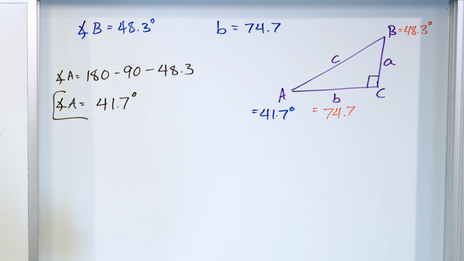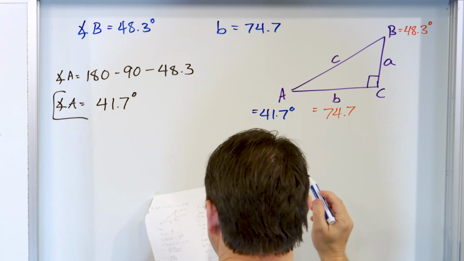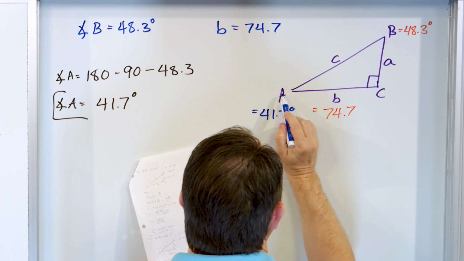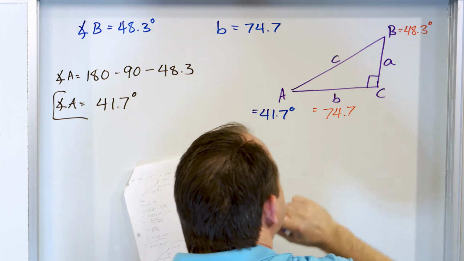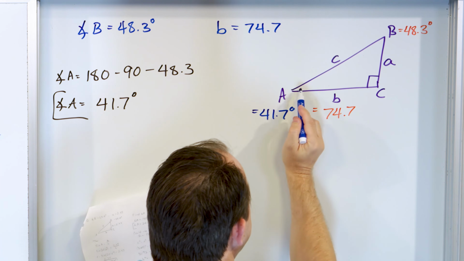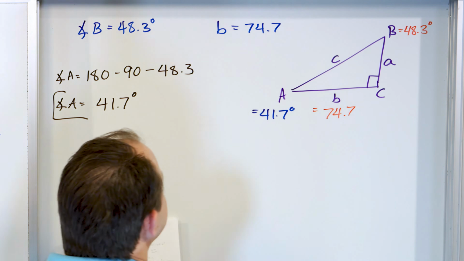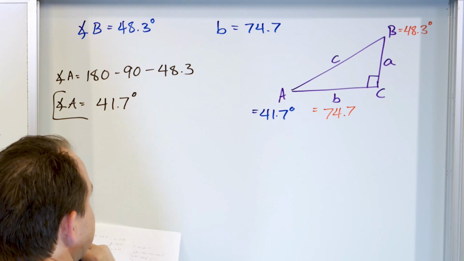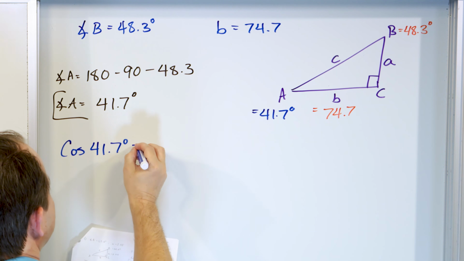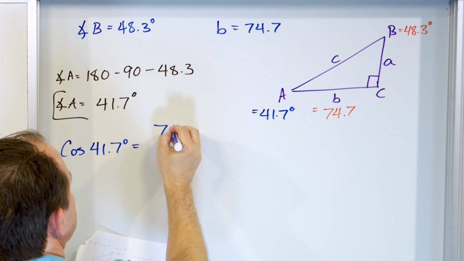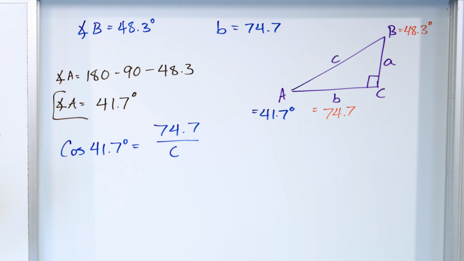All right, now we know side B, that's all we know. How can we proceed? If we take the cosine of this angle, it'll be the adjacent side, which we know, divided by the hypotenuse, which we don't know. But if I take the cosine of the angle, that'll be a number. The adjacent side is a number, so the hypotenuse is the only unknown. So that makes sense, right? So I can do cosine of 41.7 degrees is equal to the adjacent side, 74.7, divided by the hypotenuse, which is unknown, and of course I can then solve this.